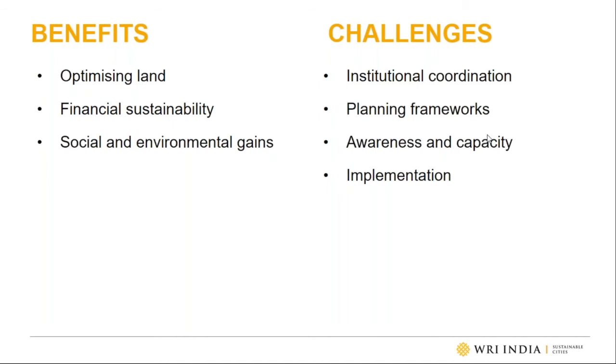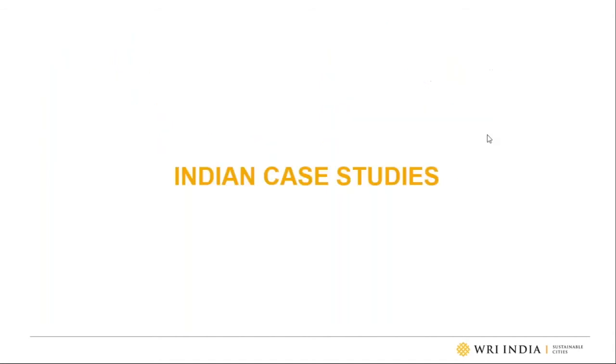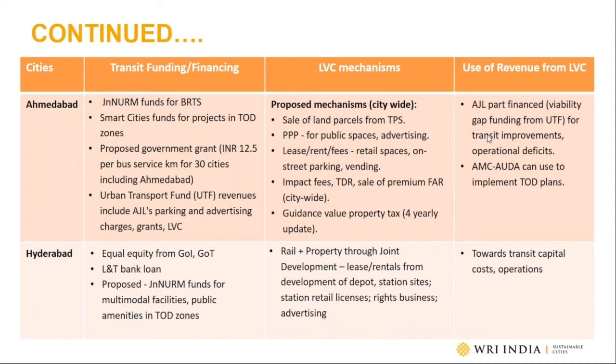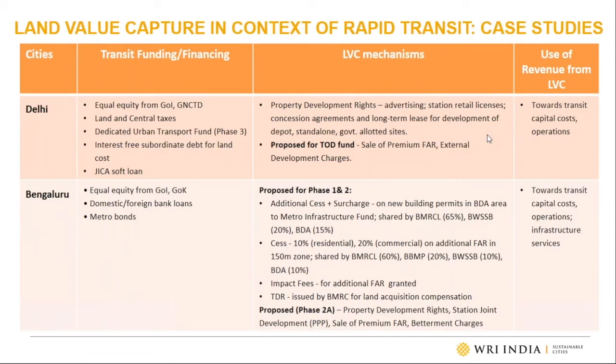However, a lot of it is changing. It is changing with time slowly, but we are yet to be there to be saying that this is how we've nailed it for Indian cities. Let's look at how Indian cities are capturing land value in the context of rapid transit. We closely looked at 4 cities: Delhi, Bangalore, Ahmedabad, and Hyderabad. And what we found is that, one, there is a common sense of equity by the central government and the state governments. They are trying to commit to this particular cause, but there are a lot of other components that are yet to happen.